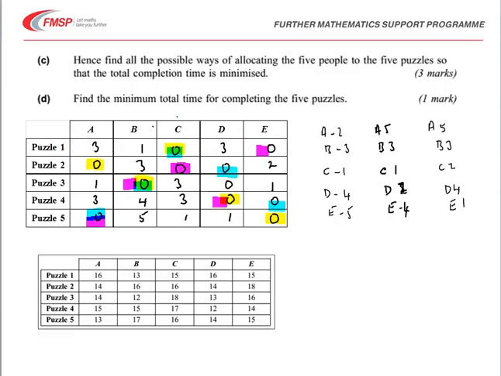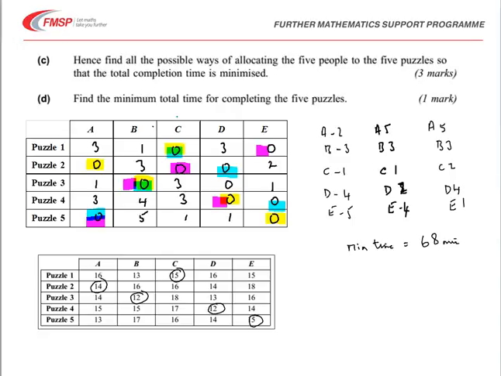Now to actually get the minimum time, we can transfer one of those patterns onto the times in the table at the bottom there. So let's take the yellow pattern for example. Then that would give us here the 14, 12, 15, 12 and 15. So in total that gives us a minimum time equal to 68 minutes.